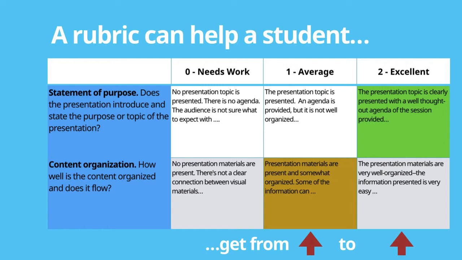The student can see what the description is to get a 2 on the content organization criteria and focus their efforts on improving in that specific area. Further, as the semester moves along, they can constantly check to see if their work is improving in that area. A student will always know where they stand in the course and know what they need to work on to master the content. And that's important if we want our learners to become more expert.